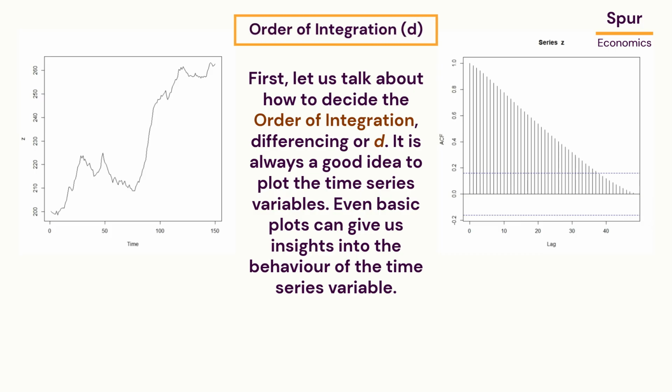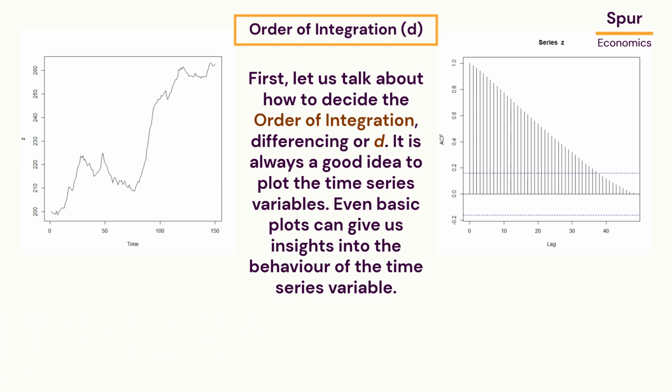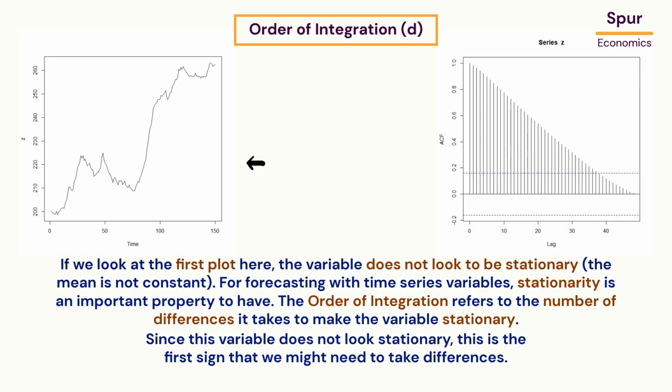First, let us talk about how to decide the order of integration, differencing, or D. It is always a good idea to plot the time series variables. Even basic plots can give us insights into the behavior of the time series variable. If we look at the first plot here, the variable does not look to be stationary. For forecasting with time series variables, stationarity is an important property to have. The order of integration refers to the number of differences it takes to make the variable stationary. Since this variable does not look stationary, this is the first sign that we might need to take differences.